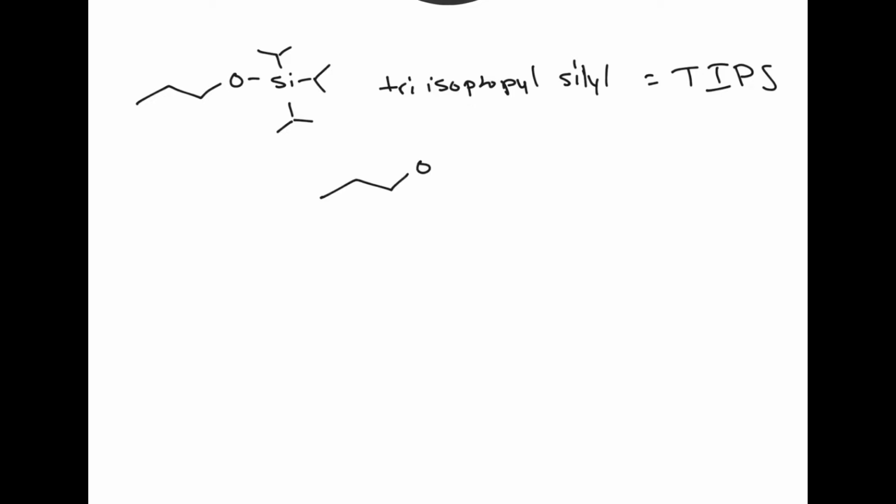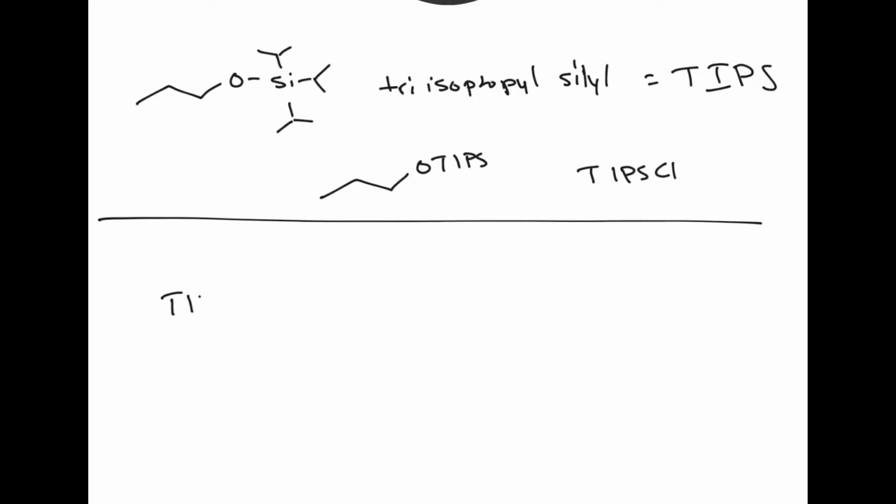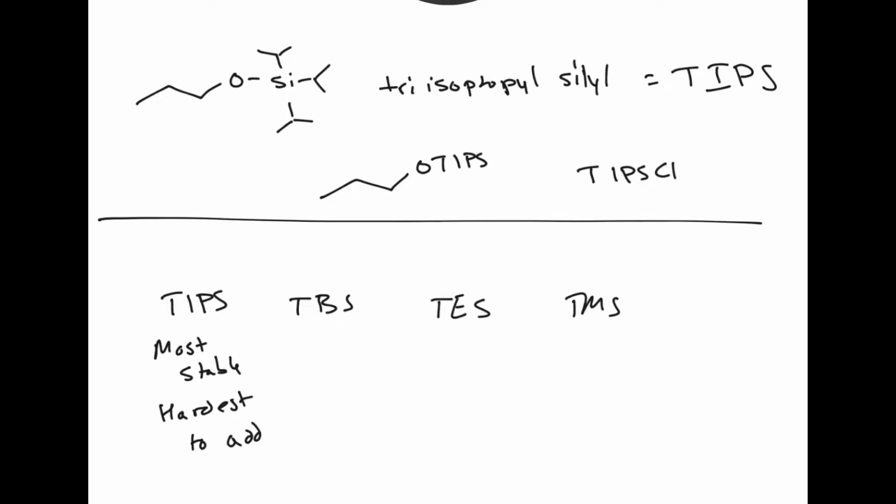And again, it could be O TIPS. And then TIPS chloride is one way that you can put this on. And we'll go over the exact reaction conditions of how you put them on in a sec. So TIPS is the most stable, hardest to add, right? Then you have TBS, then you have TES, then you have TMS. It's least stable, easiest to add.